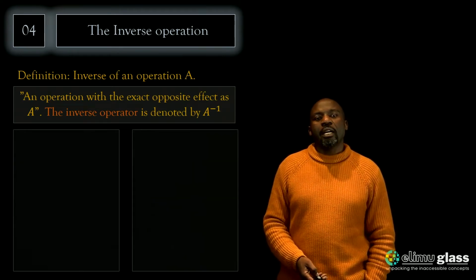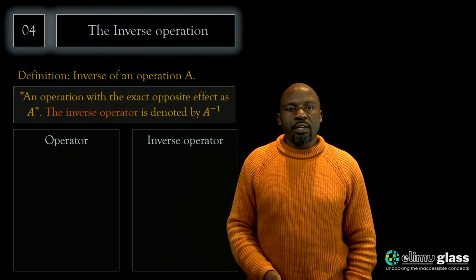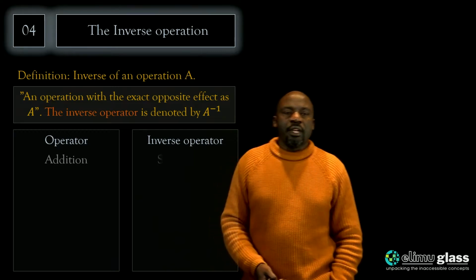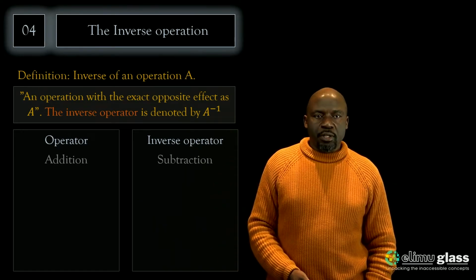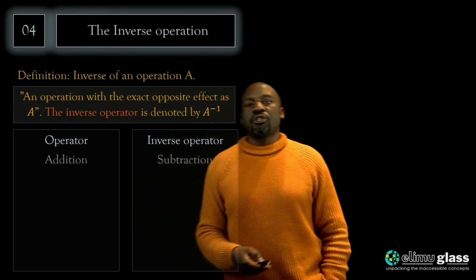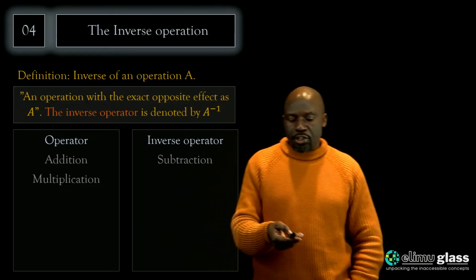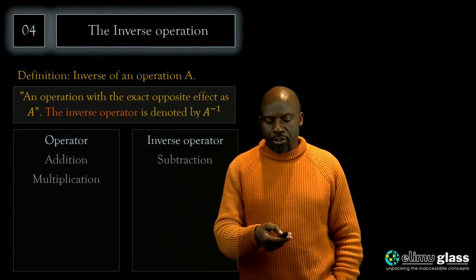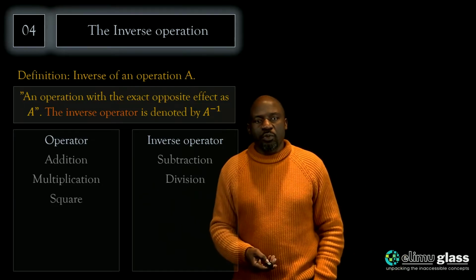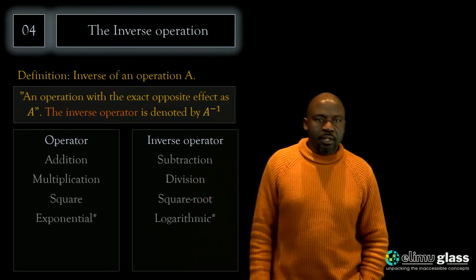All right, here are some functions and their inverses. Most of them you will know. If addition is an operation, then the inverse operation is subtraction. Similarly, if subtraction is our operation, then the inverse of subtraction would be addition. Okay? Multiplication, the inverse of multiplication is division. So multiplication and division are inverses of one another. Okay? Square goes with square root. All right? Exponential goes with logarithmic.